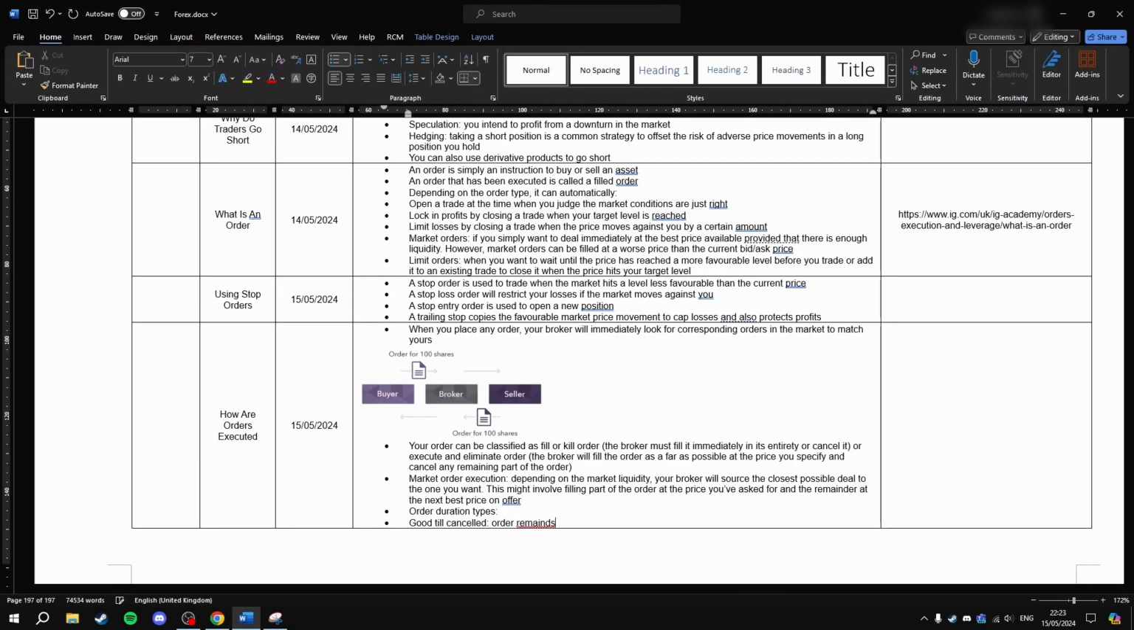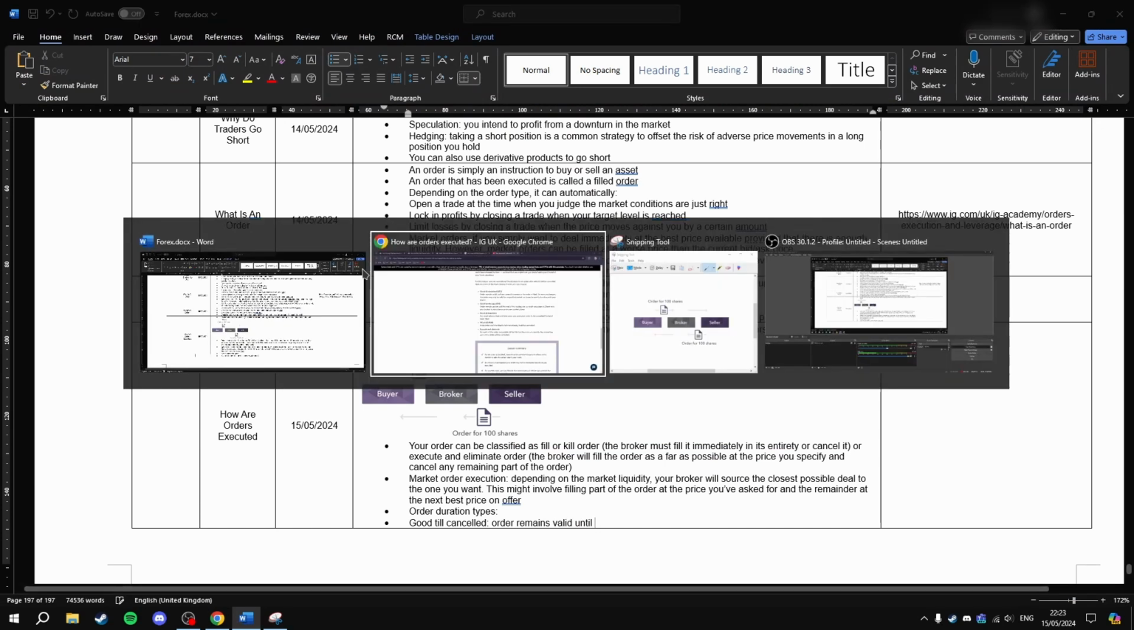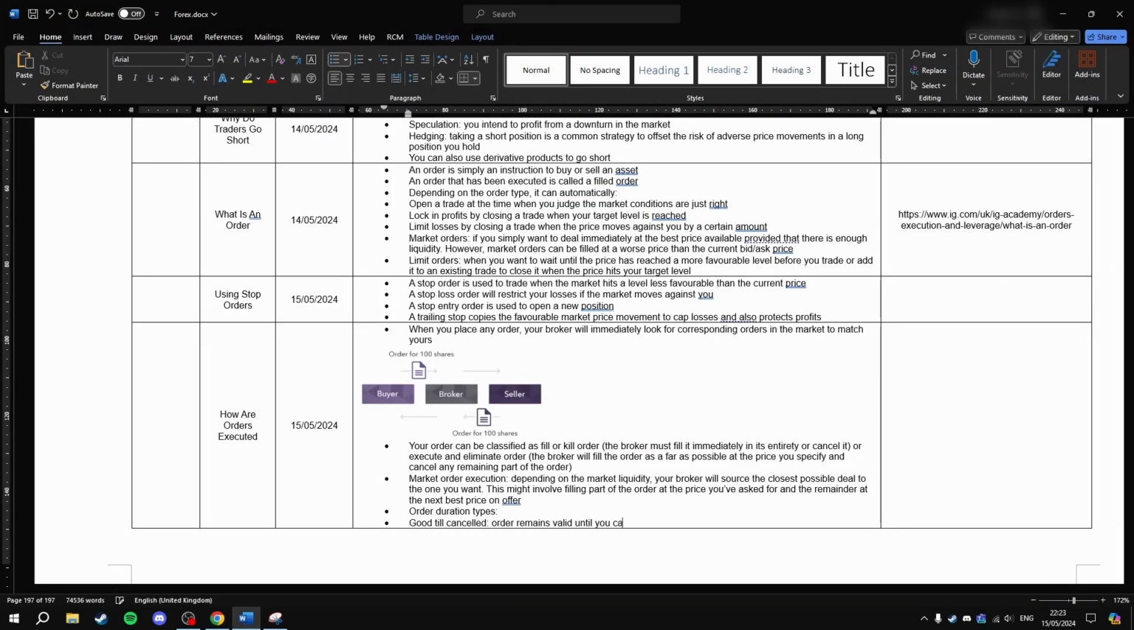Order remains valid until you cancel it yourself or the order is filled.